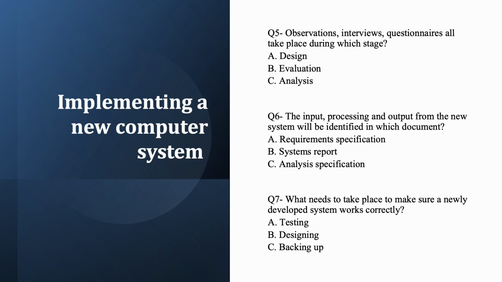Question number 6. The input, processing, and output from a new system will be identified in which document? Is it A, requirement specification? Is it B, system report? Or C, analysis specification? You may want to do a bit of reference for that.